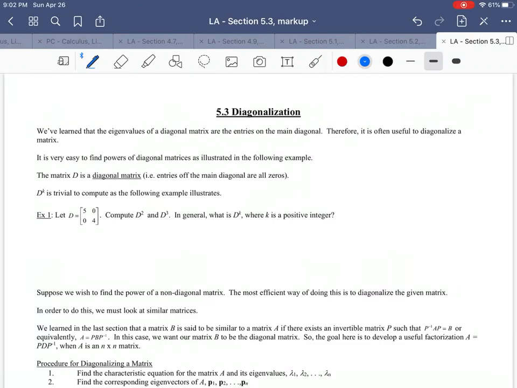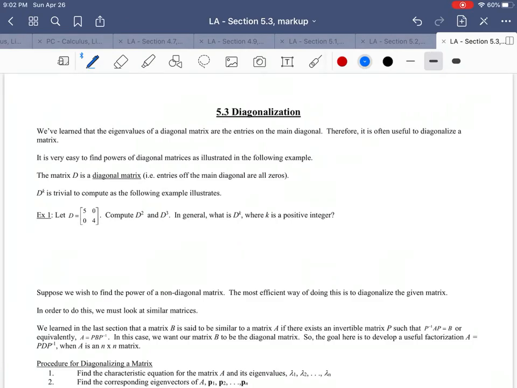So you've learned that eigenvalues of a diagonal matrix are really easy to find because they're the entries on the diagonal. So it's often useful to diagonalize a matrix so that you can find the eigenvalues. And it's also very easy to find powers of diagonal matrices. All right, so we're going to do that right here.